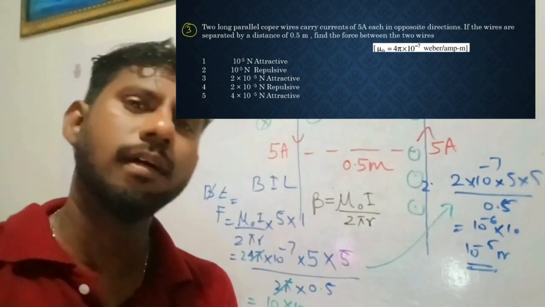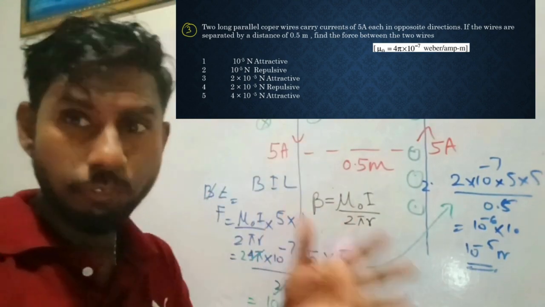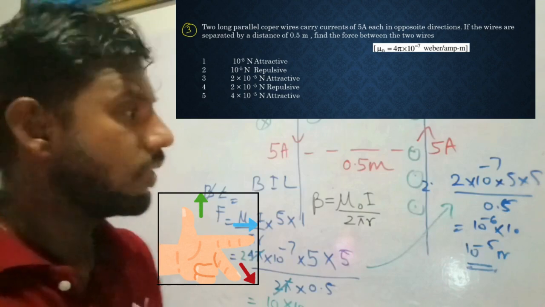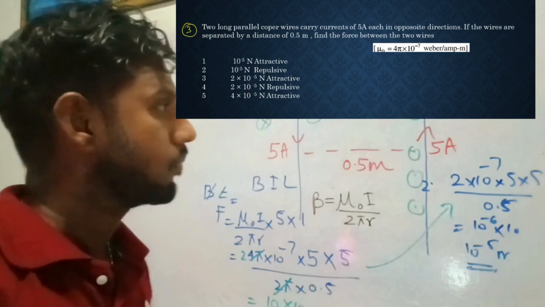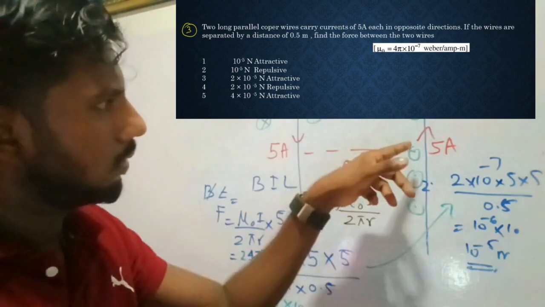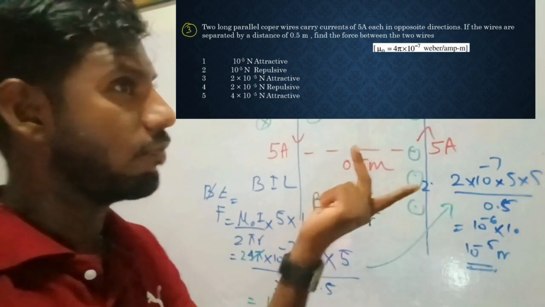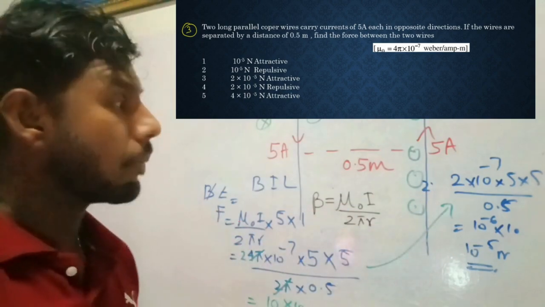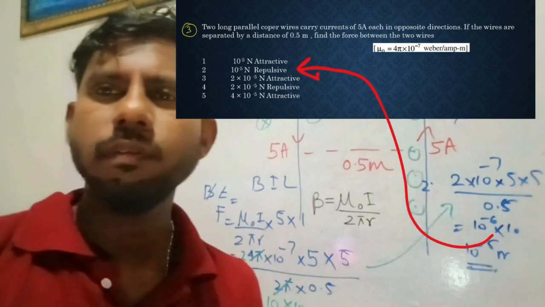Now they're asking whether they attract or repel each other. Right. We need to apply the right hand. No, it's the left hand rule for force, right. So the magnetic field on this is out of the paper. Yes, left hand. The current goes upwards, and the field is in this direction, so the force is in the other direction, it repels. Yeah, repulsive force, 1 into 10 to the power minus 5. That's our answer.